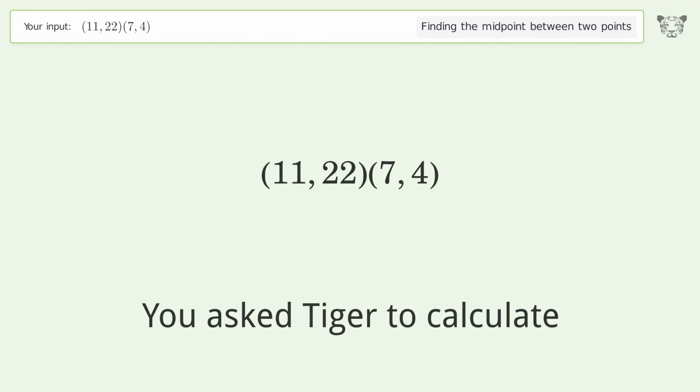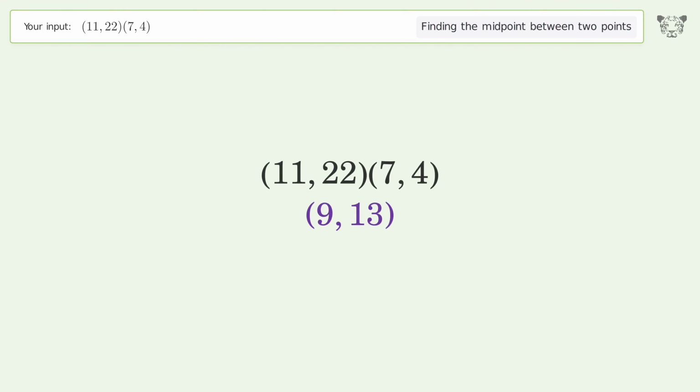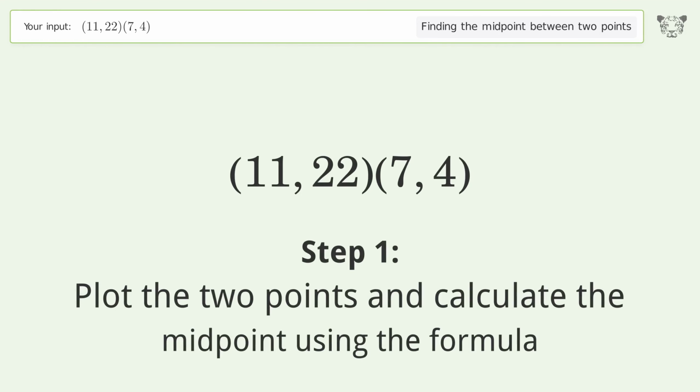You ask Tiger to calculate. This deals with finding the midpoint between 2 points. The midpoint between the 2 points is 9, 13. Let's solve it step by step. Plot the 2 points and calculate the midpoint using the formula.